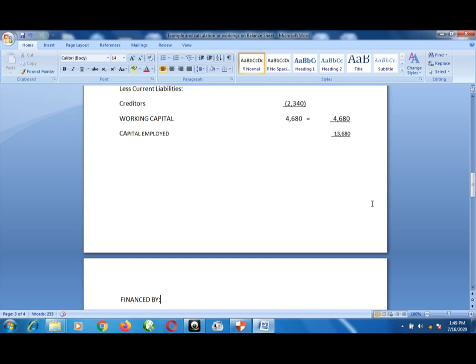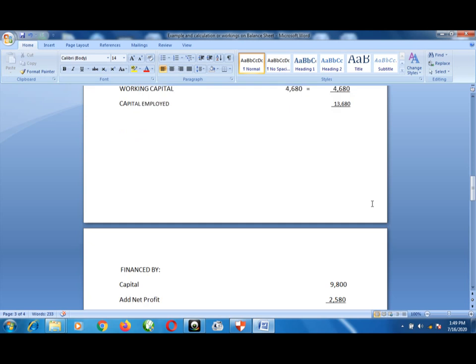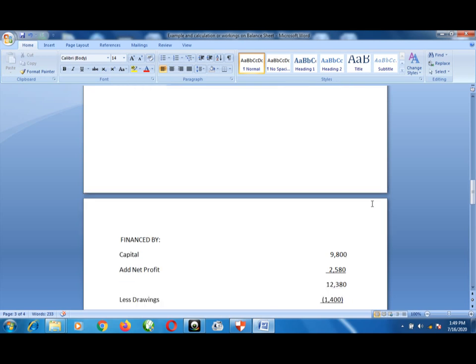To move forward, under the heading now write financed by capital. It is the capital that we use to finance it, financed by capital. And our capital is 9,800 naira. The net profit we realize from the profit and loss account, the gain we made, we now add to that capital. By adding it to the capital, it gives a total amount of 12,380 naira.